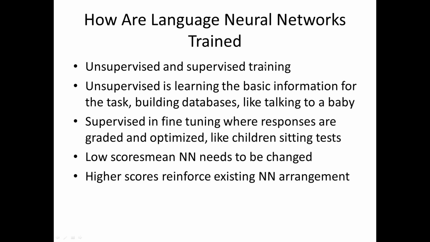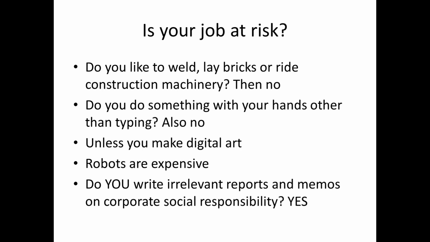So in the case of a neural network, supervised would be humans grading the responses. And this is especially important in the case of language networks. If you don't have this, then you're going to have a lot of nonsensical sentences, right? So when there's low scores on a response, that means that the particular neural path that was used to generate the response needs to be changed, because you're talking nonsense, mate. Higher scores will reinforce the existing neural network arrangement.